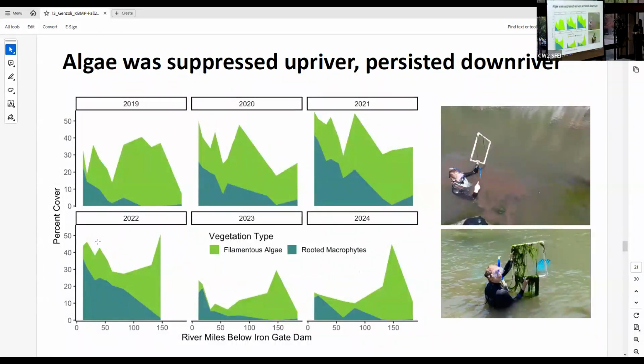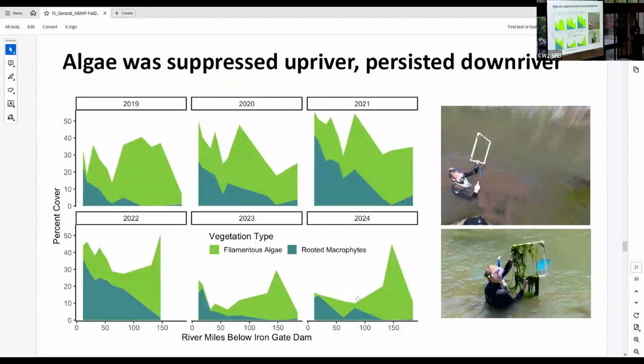In terms of filamentous algae, we also saw some suppression of filamentous algae, which is shown in that bright green. The macrophytes are plotted below in the blue color. And you can see in these last 2 years, it looks like there was quite a bit less algae growing at these upriver sites. But downriver, where that turbidity was much less, we had a pretty impressive bloom of filamentous algae still. There was still a lot growing in the river despite these really brown, turbid conditions.